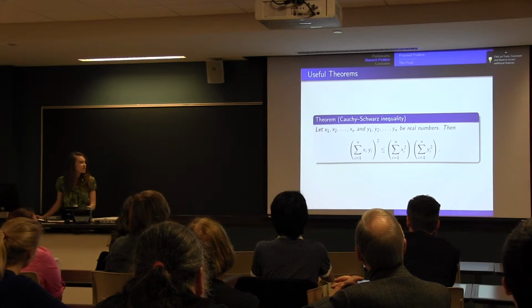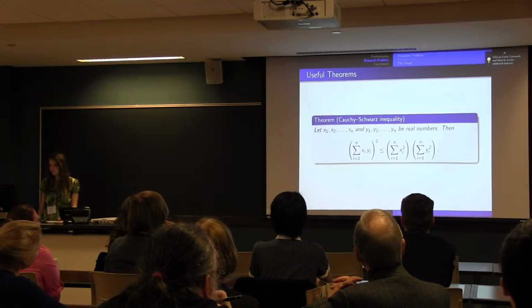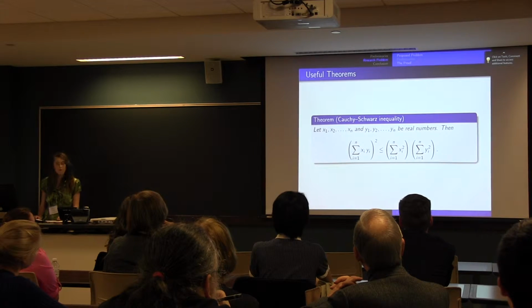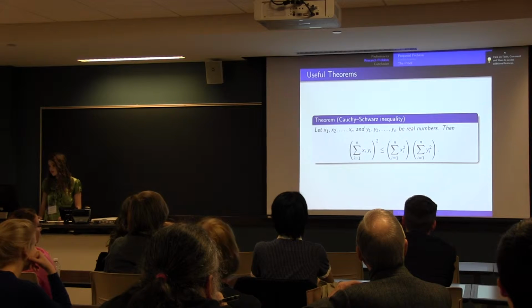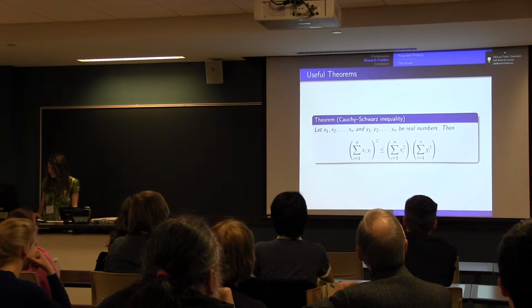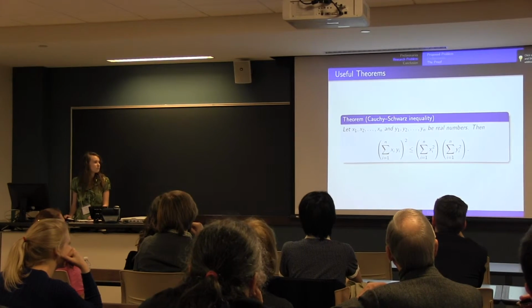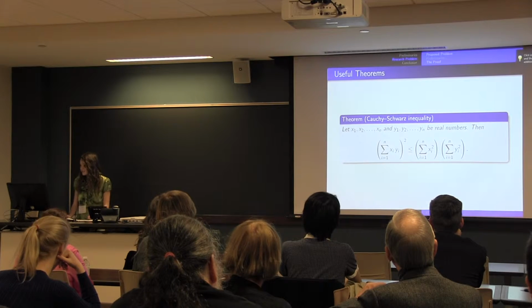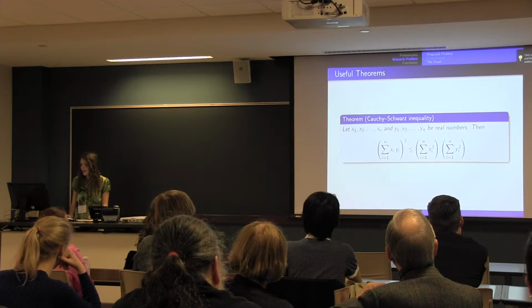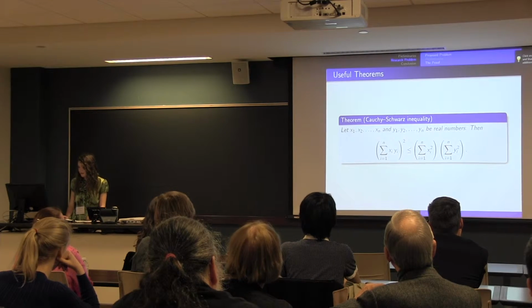One theorem we used was the Cauchy-Schwarz inequality. Let x sub 1, x sub 2, all the way to x sub n, and y sub 1, y sub 2, all the way to y sub n be real numbers. Then we have the inequality: the summation of i equals 1 to n of x sub i times y sub i, quantity squared, is less than or equal to the summation of i equals 1 to n of x sub i squared times the summation of i equals 1 to n of y sub i squared.